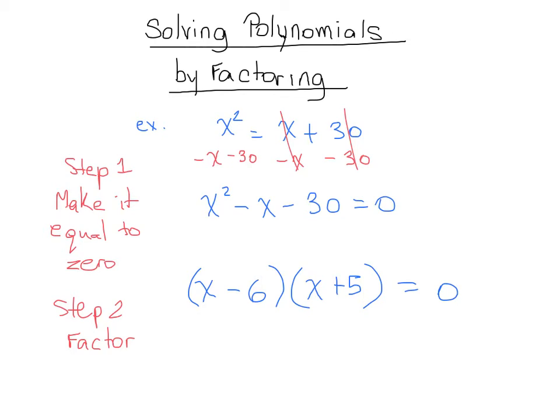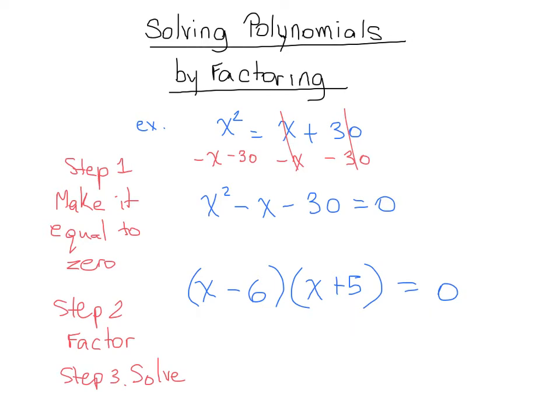And what do I mean by this? Let's write down the step. Okay, so step 3, solve each part. And you can write that all out if you like. All right, so what do I mean by this? Well, we have two expressions being multiplied. This expression is being multiplied by this expression, and our answer is 0. Again, this expression, x minus 6, is being multiplied by this expression, x plus 5, and our answer is 0.